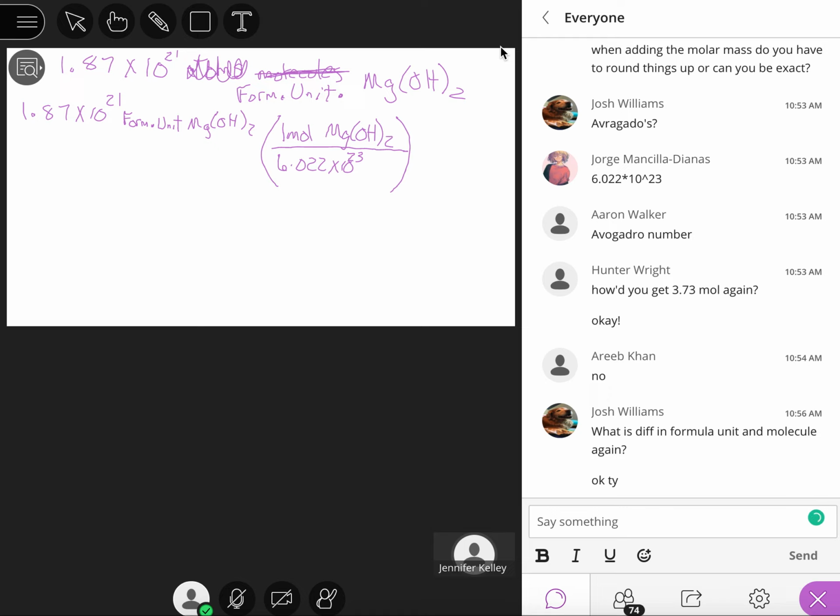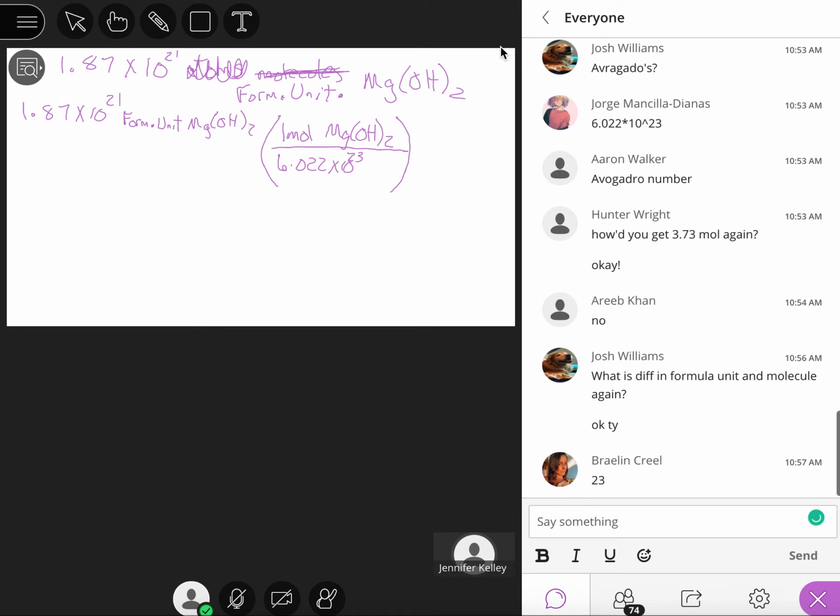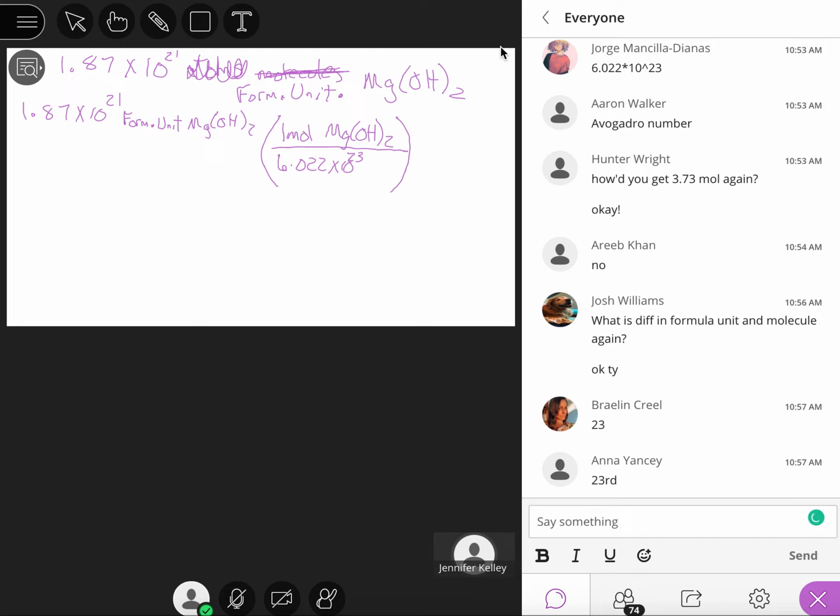10 to the 23rd. Formula units. All right. And so this is going to give us moles of magnesium hydroxide. Somebody really quickly take this number here, make sure you put parentheses around it, and divide it by Avogadro's number. And that's going to give us moles of magnesium hydroxide. While you're doing that, I'm going to set up the next part of the problem.